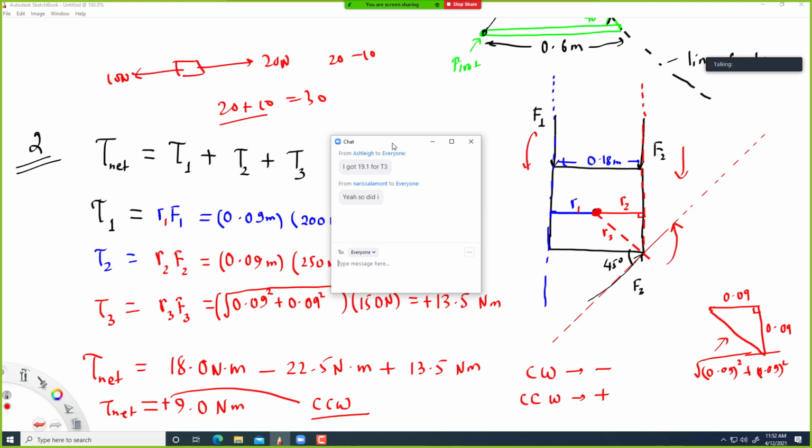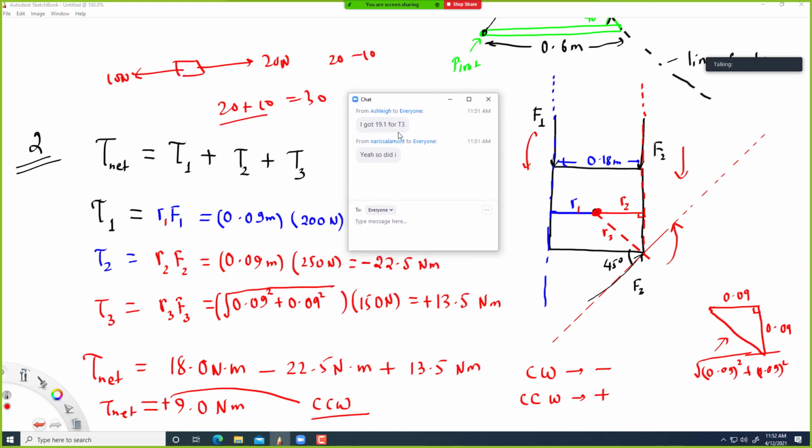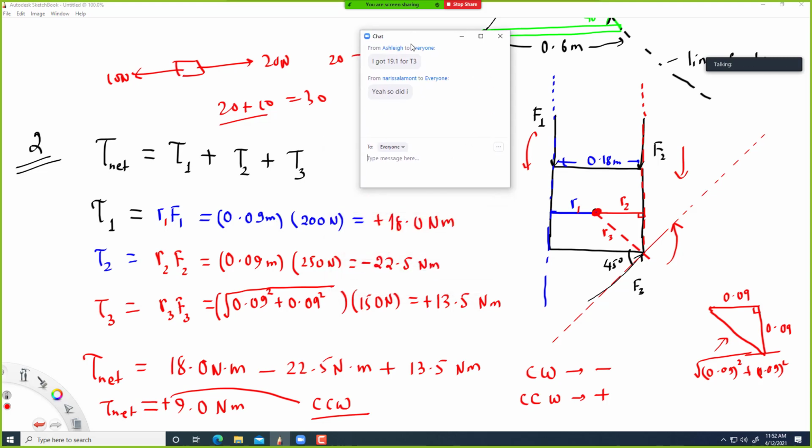Okay, someone got, okay, so it seems like 19.1 is the T3. We'll check that later, next time maybe.